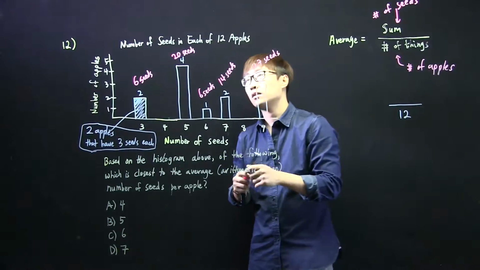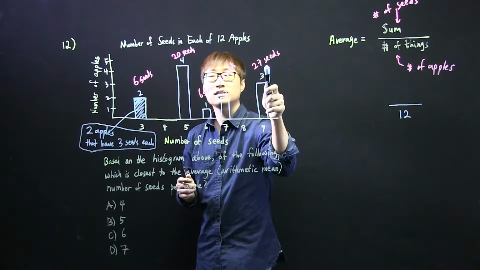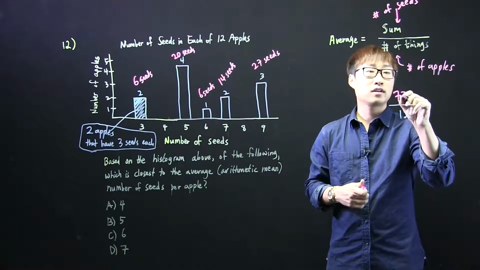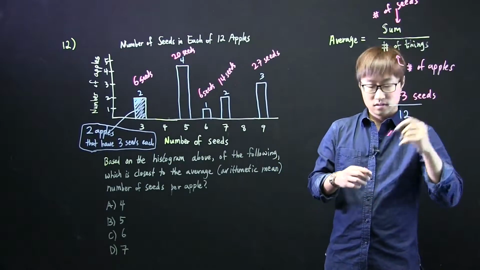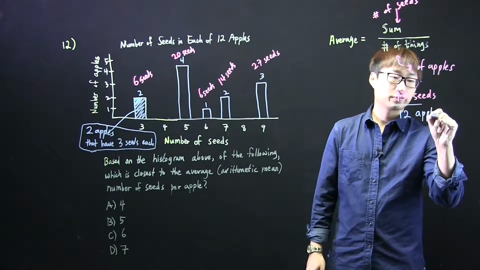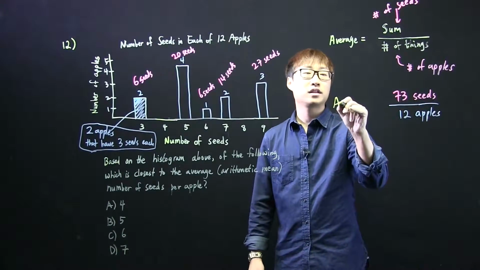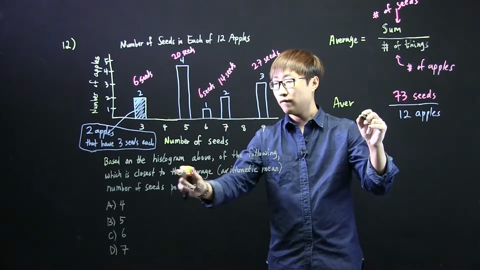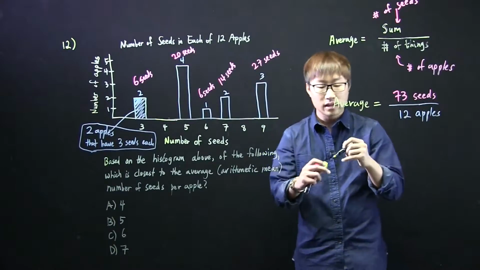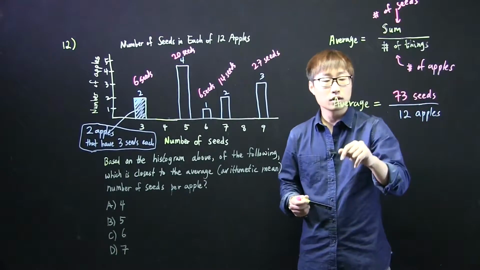So let's count the number of all the seeds. That's 20, 40, 67, 73. So we've got a total of 73 seeds. And then we've got 12 apples. And that will give me the average number of seeds per apple, right? The average number of seeds per apple. You guys see how the units work out nicely too? Seeds per apple.